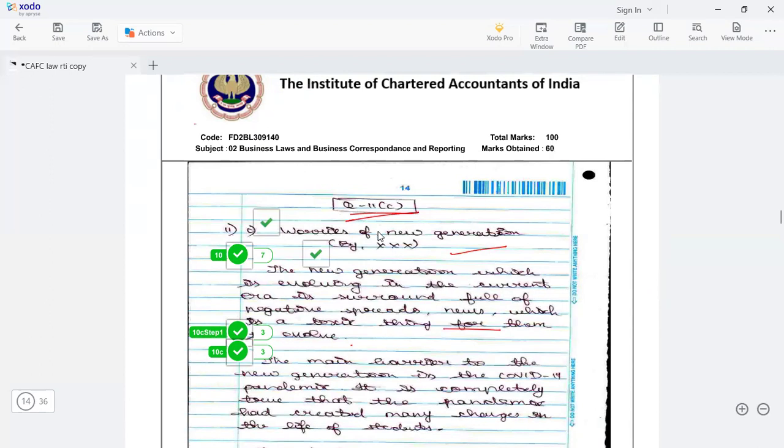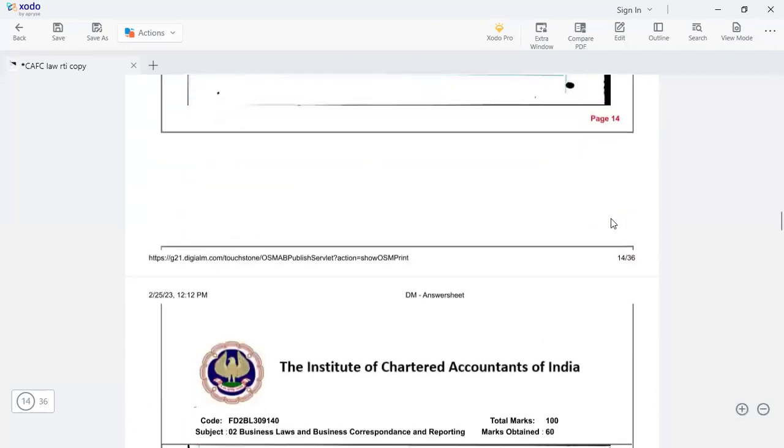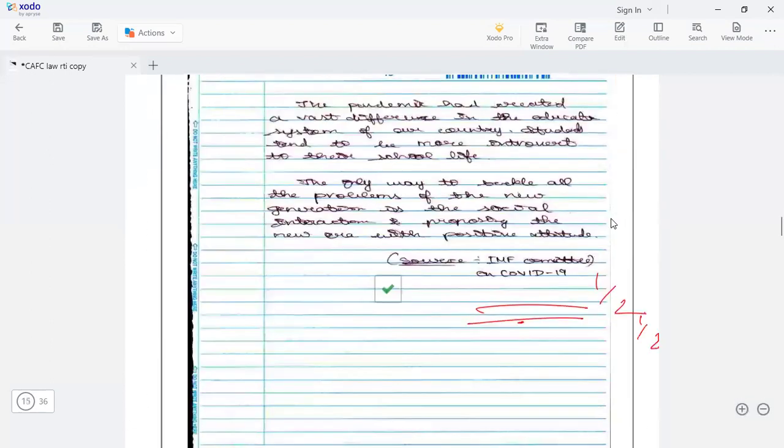This is question number 10. It has been wrongly mentioned as 11C, for which the examiner has the right to deduct your marks. But the examiner has not done that for the student. Maybe they have not noticed it properly, but you have to correctly mention your question number. This was question number 10C, so you have to correctly mention it. Okay. I hope we are clear with section B. There's no doubt in section B.